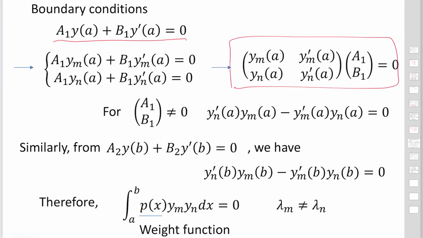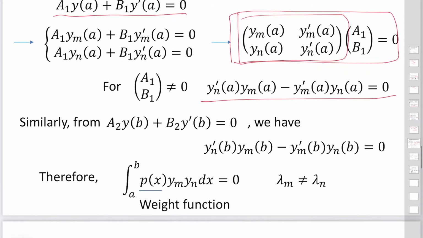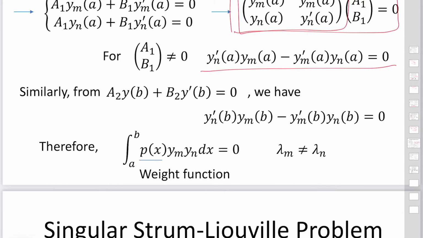At least one of the values among a sub 1 and b sub 1 is non-zero. To satisfy this condition, the determinant of the matrix has to become 0. So we derive this condition. Also, we use another boundary condition, so we could build the same matrix form and another equation. So we have two equations.